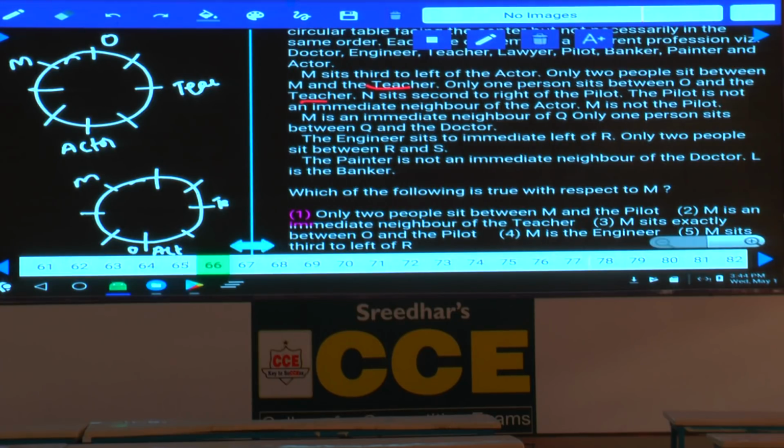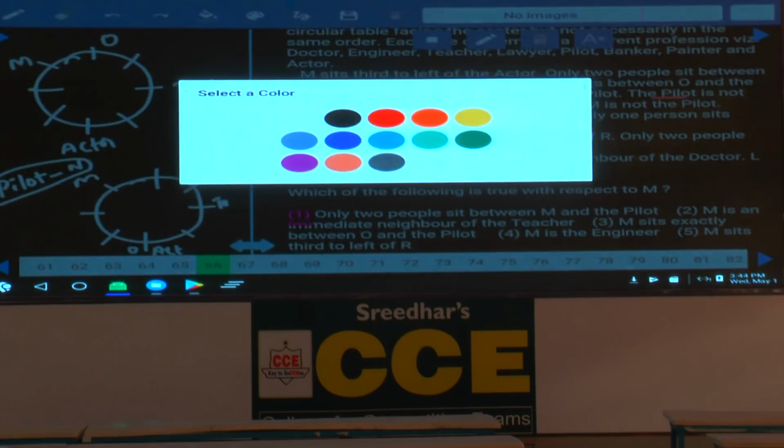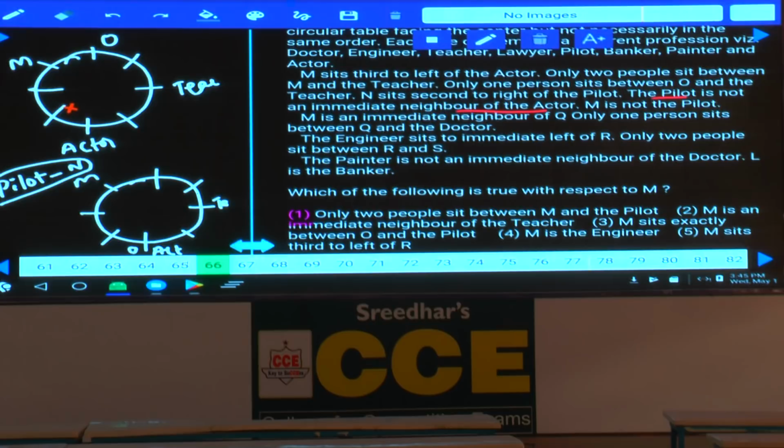And N sits second to the right of the pilot. Now N is seated second to the right of the pilot. As the pilot is here, N sits second to the right of the pilot. N is seated second to the right of the pilot, and the pilot is not an immediate neighbor of the actor. Now the pilot is not an immediate neighbor of the actor. As the pilot is not an immediate neighbor of the actor, the pilot cannot be here, here, here, and here, isn't it?